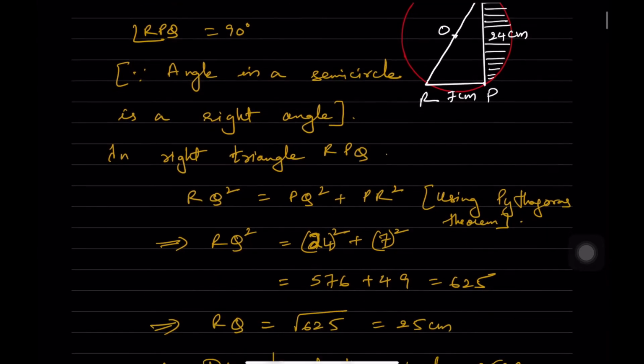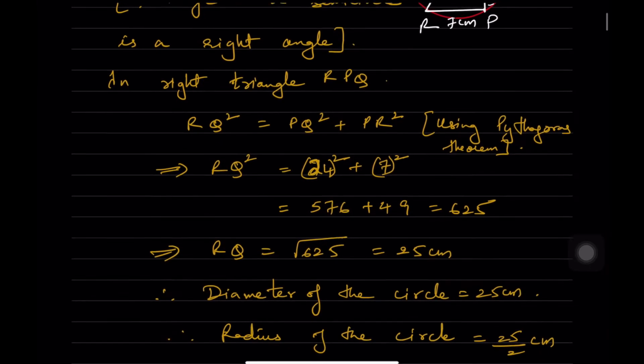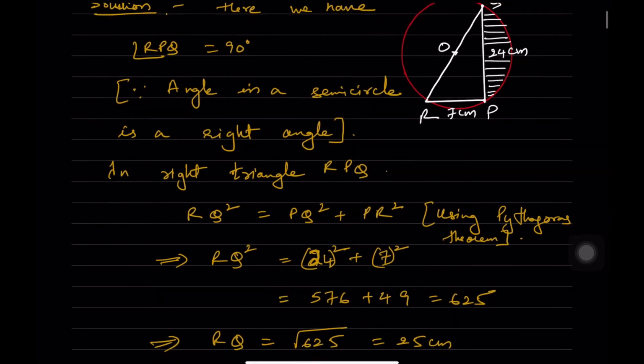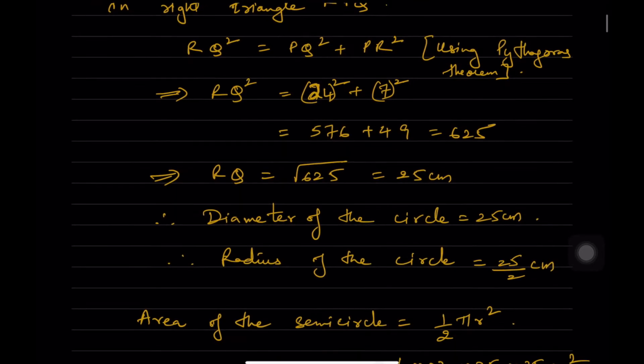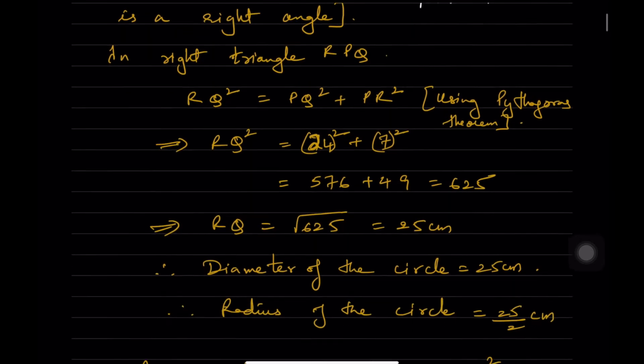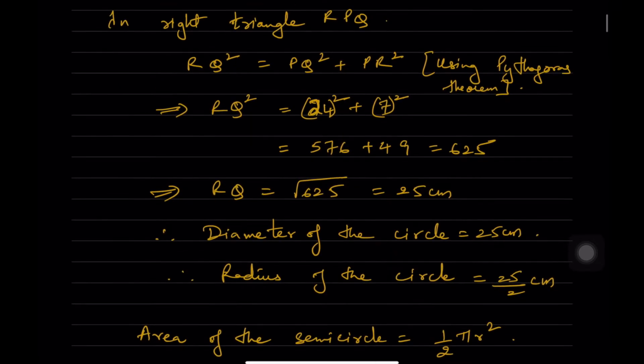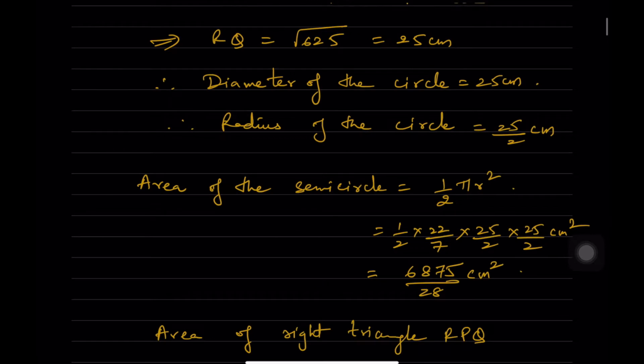Now here we have to find out what is the area of the shaded region in the figure. So area of the shaded region, how do we find out? First we have to find out what is the area of the semicircle. In order to find that, we need the radius of the circle. So area of the semicircle is equal to half pi r square, which is equal to half into 22 by 7 into 25 by 2 into 25 by 2 centimeter square, which is equal to 6875 by 7 centimeter square.